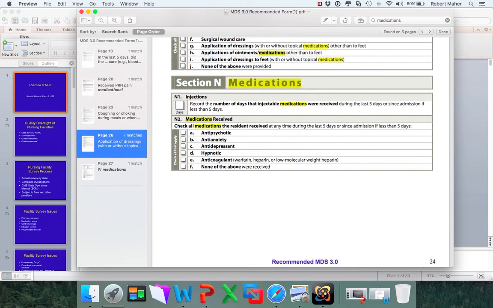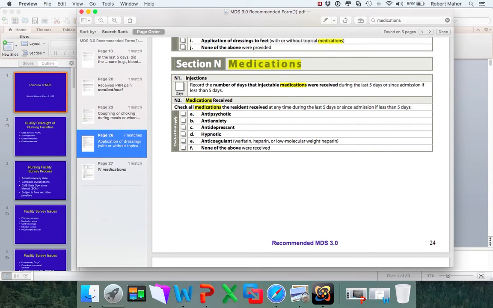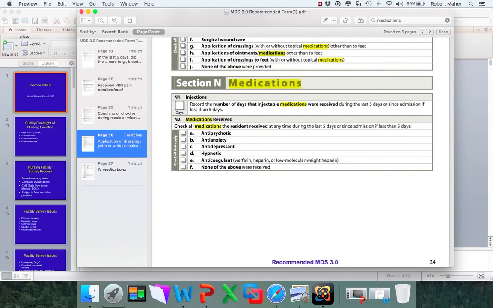But section N is what the surveyors get in terms of what issues are with medications. And although everything applies, especially what we talked about in F-tag 329, here are the issues that they're looking at. They're looking at the number of days of injectable medications received, and they're not talking about IV medications for antibiotics. They're talking about injectable medications such as Haldol, maybe IV Ativan, things that might be used for behavioral issues. Checking all medications, so they're looking at antipsychotics, anti-anxiety, antidepressants, hypnotics, and then the other one they're looking at is anticoagulants. And that's all that gets recorded in section N.